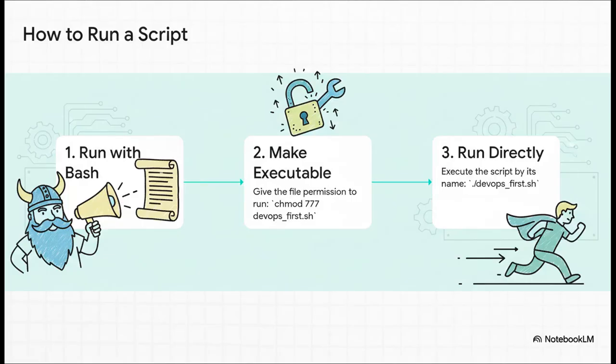So how do we actually run this thing? Well, you've got 2 main ways. The first is easy. You just tell bash, hey, bash, run this file. But the cooler, more powerful way is to actually make the script file itself runnable. You use a command called chmod to give it executable permission. Once you do that, you can run it directly, and that's the real secret to automation.